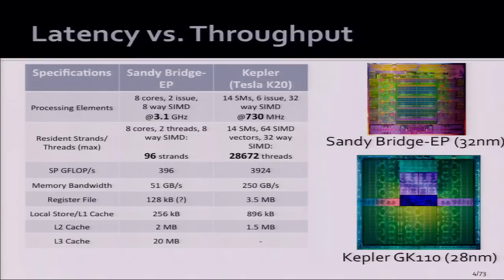So let's contrast that with the Tesla K20 GPU from NVIDIA. This is our latest and greatest architecture, the Kepler architecture. This has 14 streaming multiprocessors, each of which is 6-issue, and each of which is 32-way SIMD. And it's running much slower, only at 730 megahertz instead of 3 gigahertz. If we look at the number of contexts resident on the chip, each one of those streaming multiprocessors can hold 64 SIMD vectors, and each of those SIMD vectors, like I said, is 32-way SIMD. So when you multiply that all out, that's about 30,000 threads sitting on the chip at any given time.